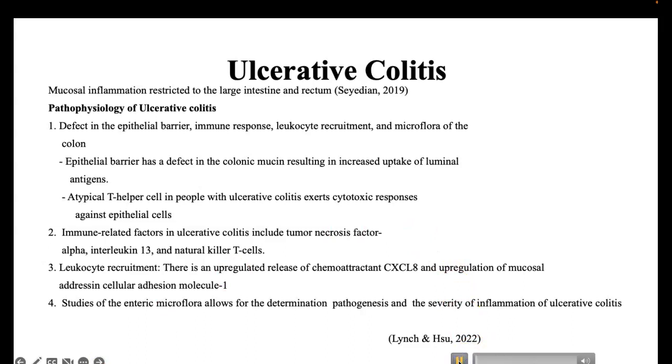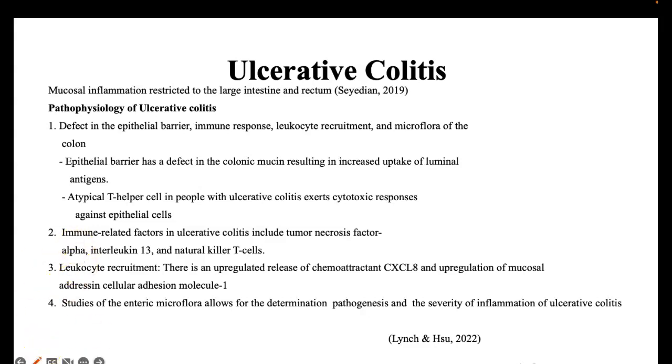In discussing the two parts of inflammatory bowel disease, I'm also going to include each part's pathophysiology. The mucosal inflammation of ulcerative colitis usually includes the large intestine and the rectum. It results from a defect in the epithelial barrier, immune response, leukocyte recruitment, and microflora of the colon. The epithelial barrier has a defect in the colonic mucin, resulting in increased uptake of luminoantigens.